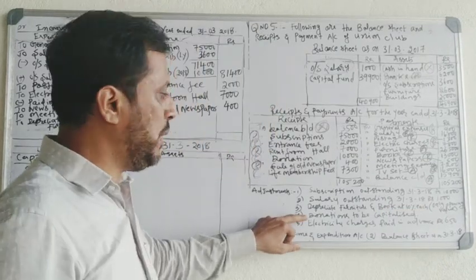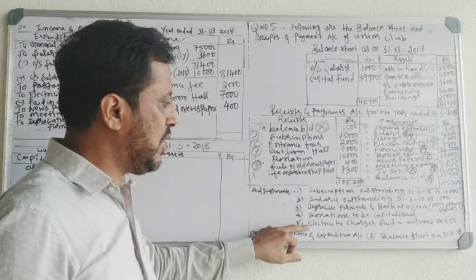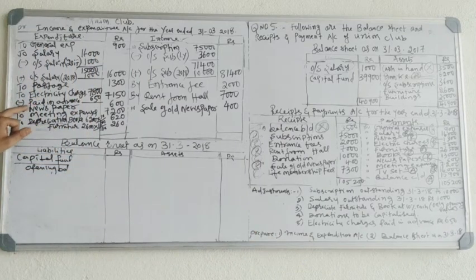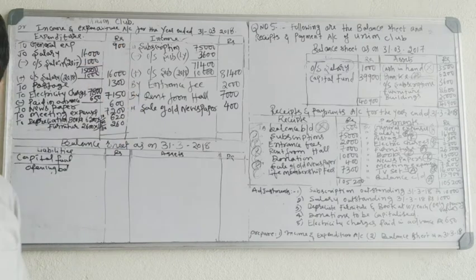Now donation to be capitalized. Donation you have to show as a capital item. Electricity charges paid in advance. We have already deducted that electricity charges. It's over. Okay. So income and expenditure account is over.